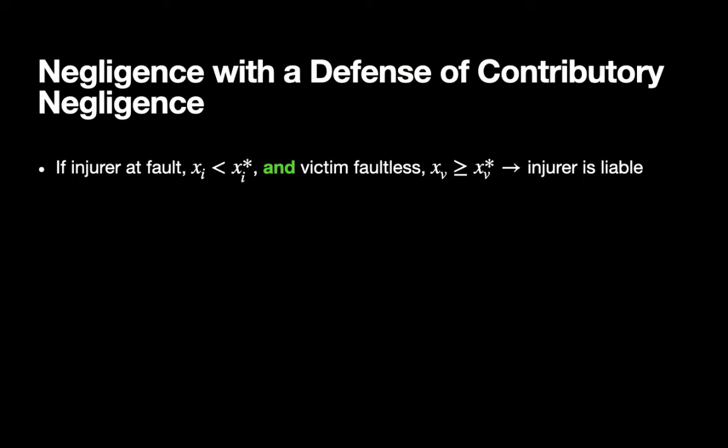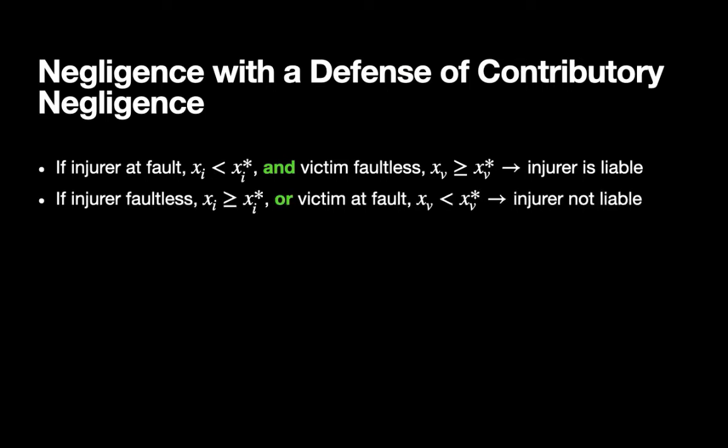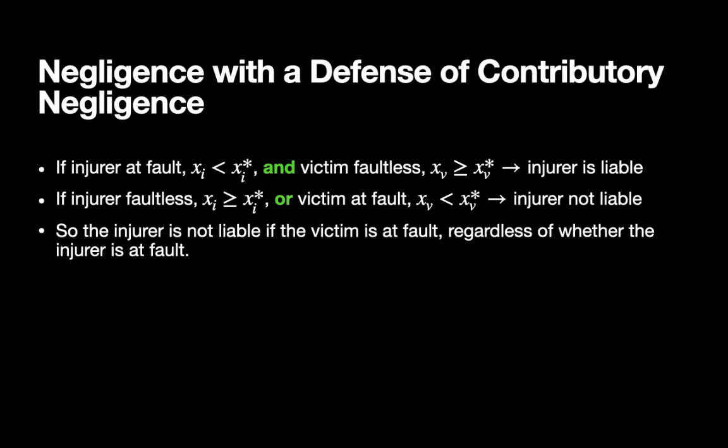In this rule, if the injurer is at fault and the victim is faultless, then the injurer is liable. A party is at fault if they did not meet the legal standard of precaution. So if the injurer did not meet the legal standard but the victim did meet the legal standard, then the injurer is liable. If the injurer is faultless, or if the victim is at fault, then the injurer is not liable. So the injurer is not liable if the victim is at fault, regardless of whether the injurer is at fault.